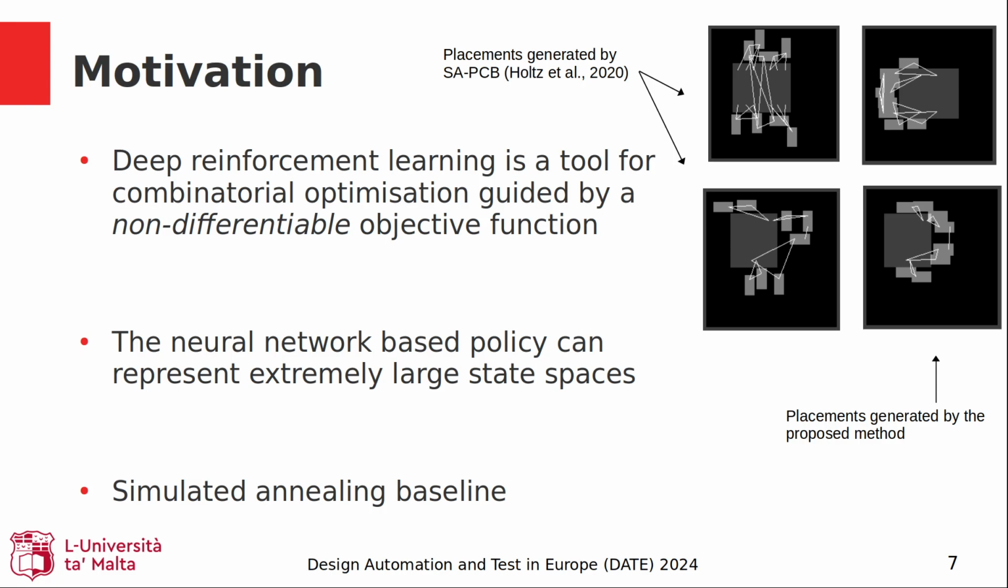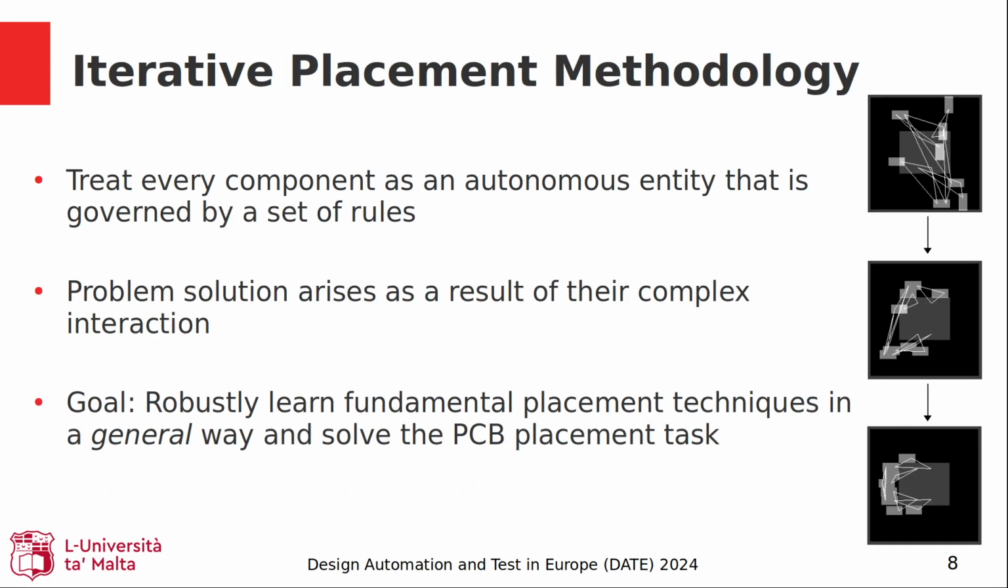To achieve this, we decided to use reinforcement learning since it is a suitable tool for combinatorial optimization, and additionally, we have no restrictions on the cost function. That is, we can define it in any combination of metrics that work best for us. So in our methodology, we take a bit of an unconventional approach towards solving the problem, which is inspired by topics in complexity theory.